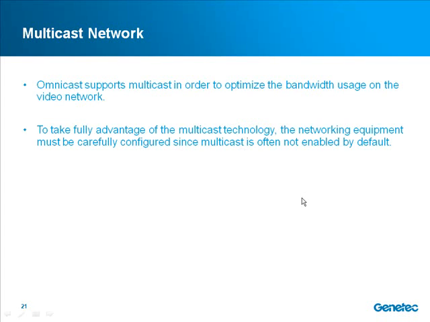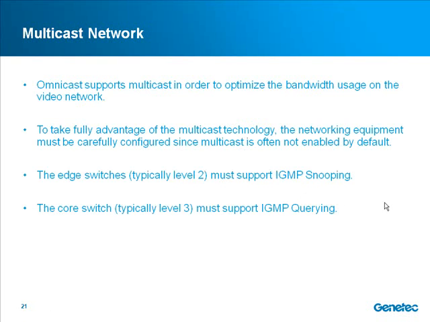So first we'll take a look at the full multicast network, where multicast is used to optimize bandwidth usage on the network. As previously mentioned, the network equipment must be properly configured to support multicast. The switches on the edge must be level 2 switches and support IGMP snooping. And the switches at the core must be level 3 switches and support IGMP querying.